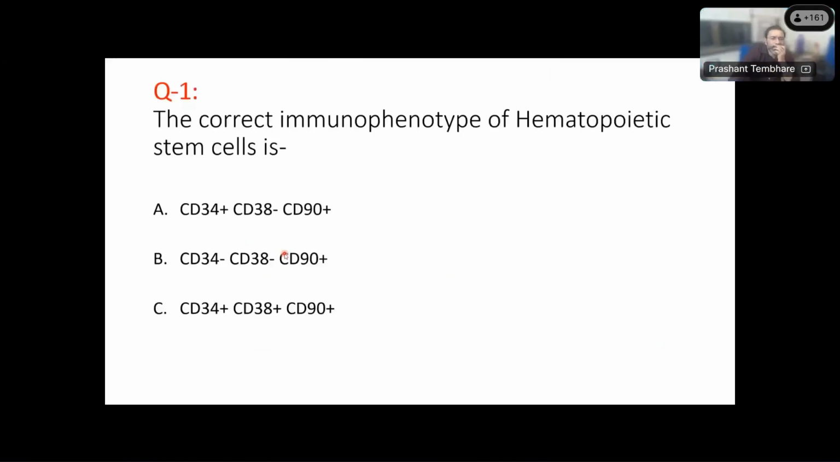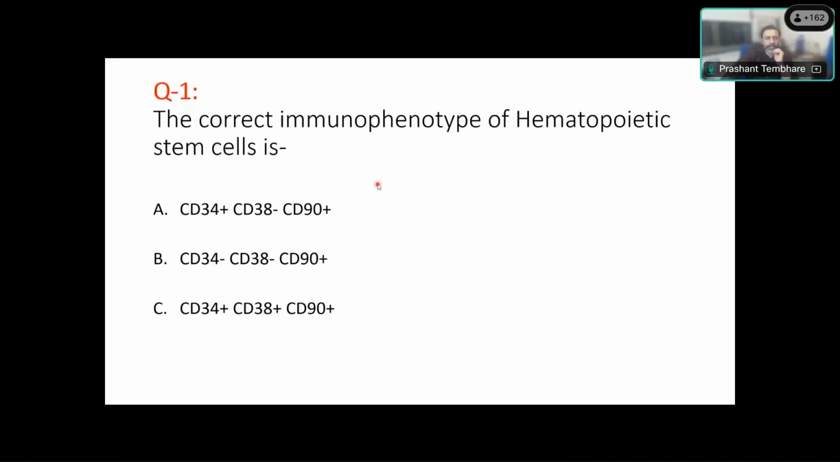Okay, there are a couple of questions for our students, if they can answer. Do you know what is the correct immunophenotype of the hematopoietic stem cell? I just explained it. We have three options: CD34 positive, CD38 negative, CD90 positive; CD34 positive, CD38 negative, CD90 positive; and CD34 positive, CD38 positive, CD90 positive. Do you remember now, students?